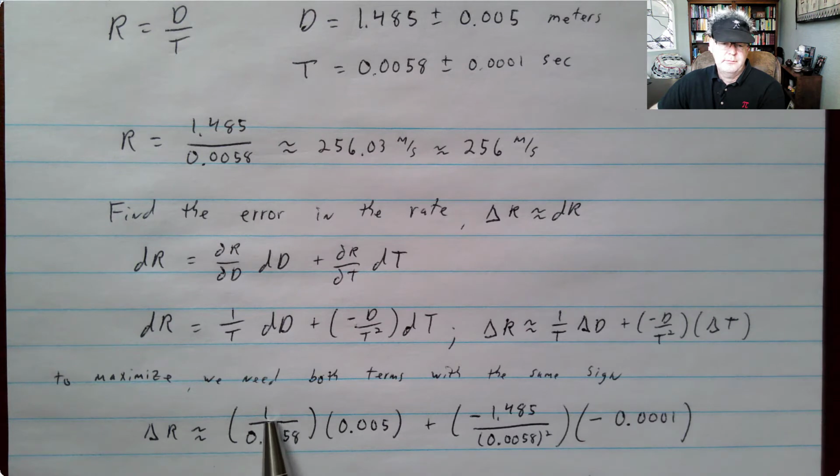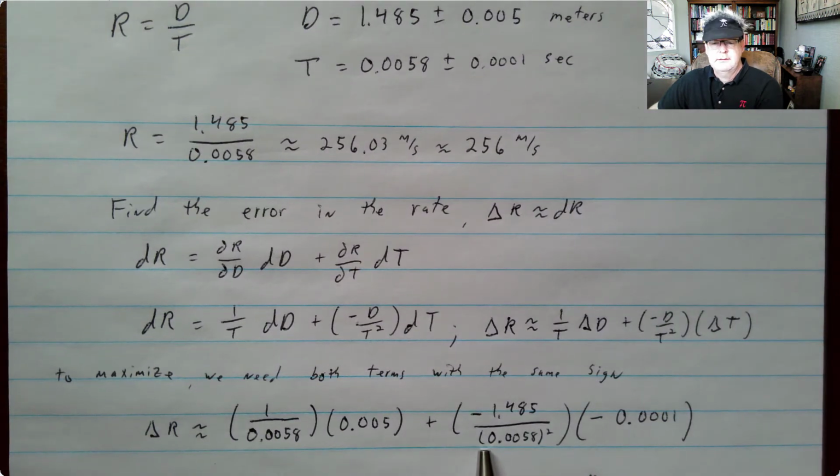So the time was 5.8 milliseconds, or 0.0058 seconds. The uncertainty in the distance measurement was half a centimeter, or 0.005 meters. Again, the distance was 148.5 centimeters, or that many meters. The time in seconds squared was that. And then for the uncertainty in time, since this is negative, we'll take the negative value. So the uncertainty of the time was plus or minus 0.1 millisecond. So that value in seconds.